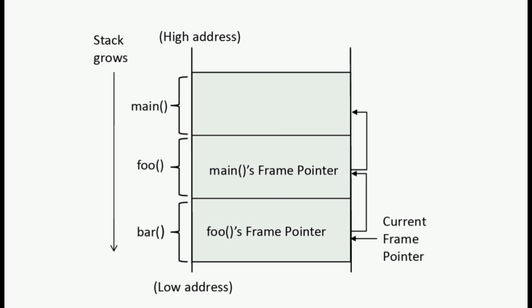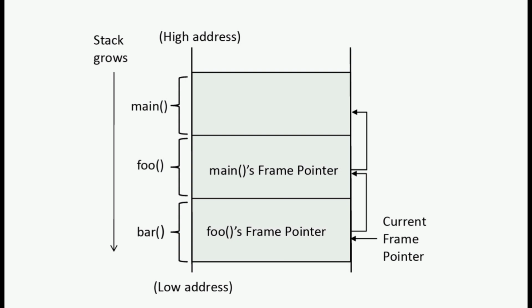Inside foo, another function call happens: bar. A new stack frame for bar is pushed onto the stack. Bar runs and finishes execution. The stack frame for bar is popped and control returns to foo. After bar completes, foo continues execution if there are any remaining statements. Once foo finishes, its stack frame is popped and control returns to the main function.